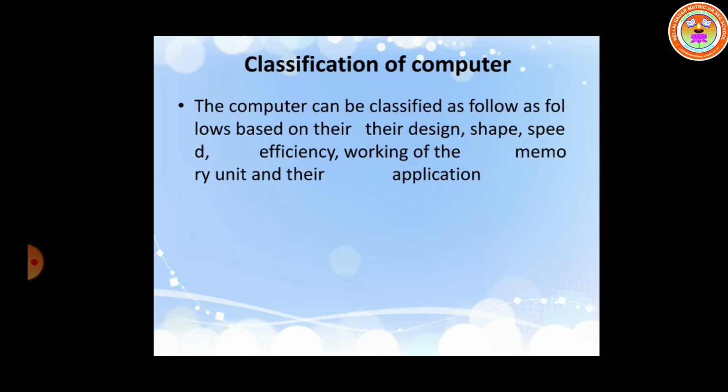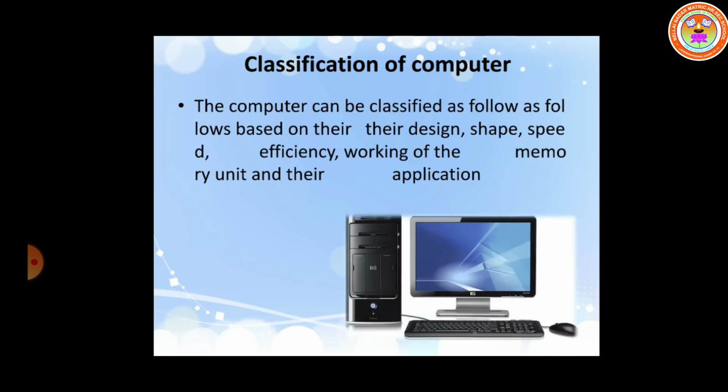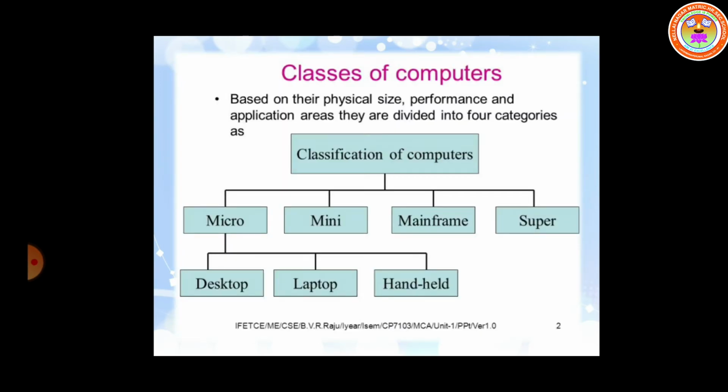The computers can be classified as follows based on their design, shape, speed, efficiency, working of memory unit and their application. So let us see what are the different types of classification of computer. We have different classes based on their size, shape, speed, efficiency, etc. It is basically of 4 different types.